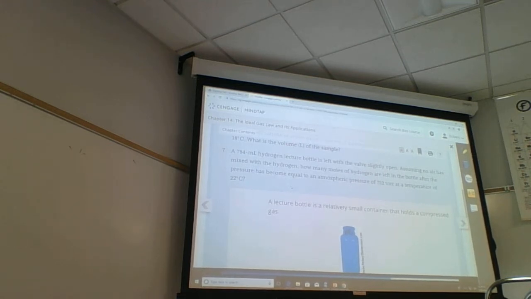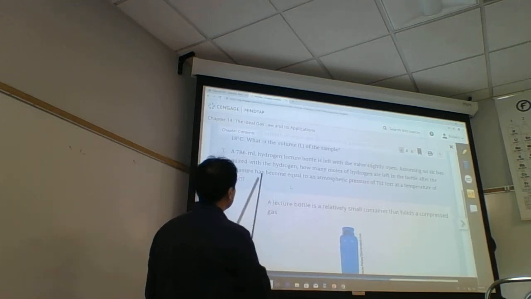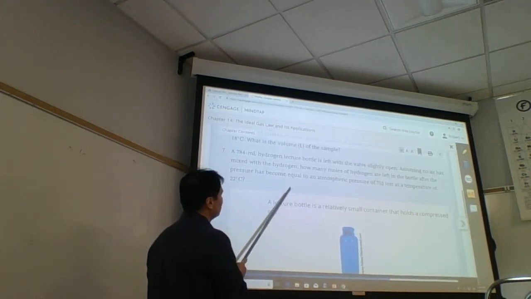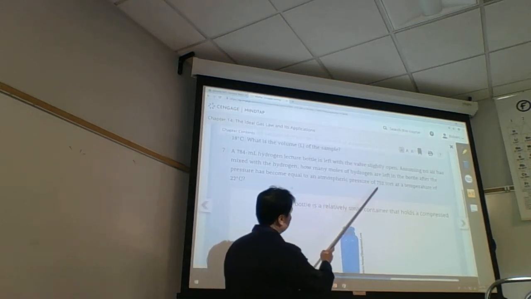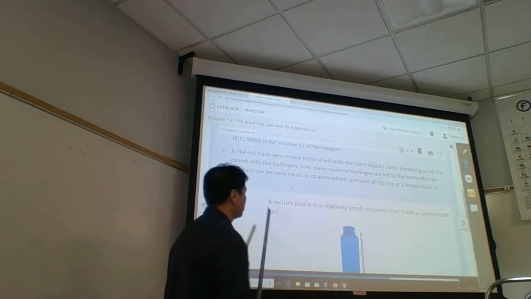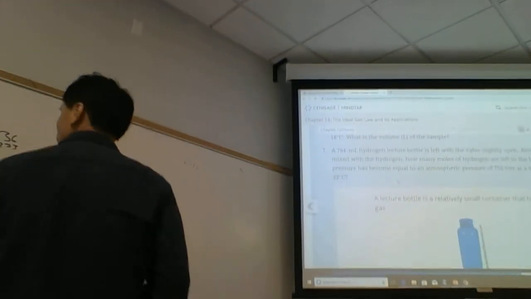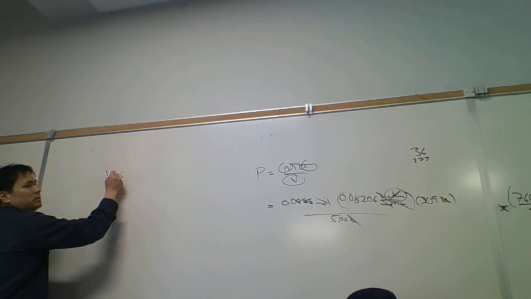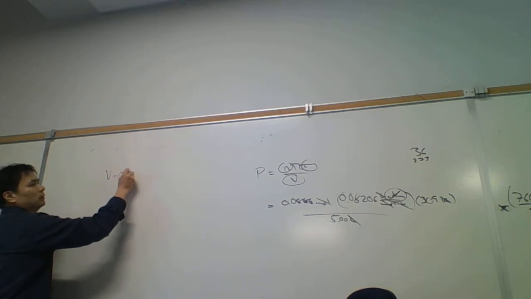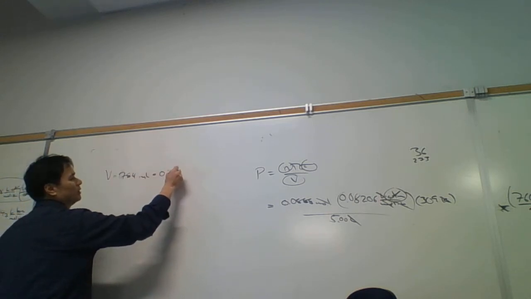7, a 784 milliliter hydrogen lecture bottle is left with the valve slightly open. Assuming no air has mixed with the hydrogen, how many moles of hydrogen are left in the bottle after the pressure has become equal to atmospheric pressure of 752 torr at a temperature of 22 degrees C? And so what do we have? Well, we just list what we have here. We have volume, which is 784 milliliters. So we're going to have to convert that to liters, 0.784 liters.